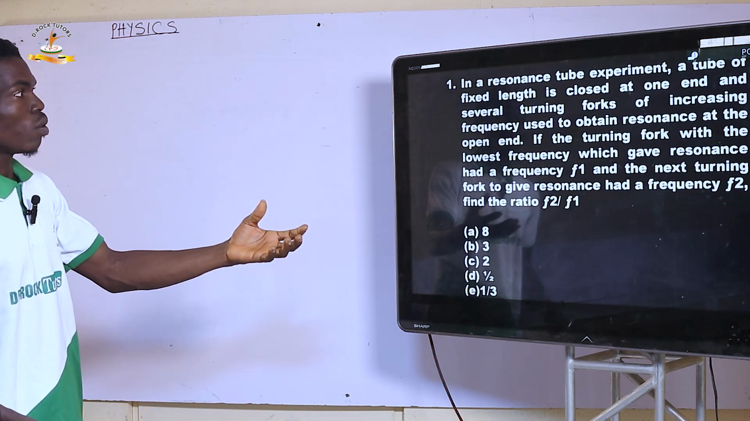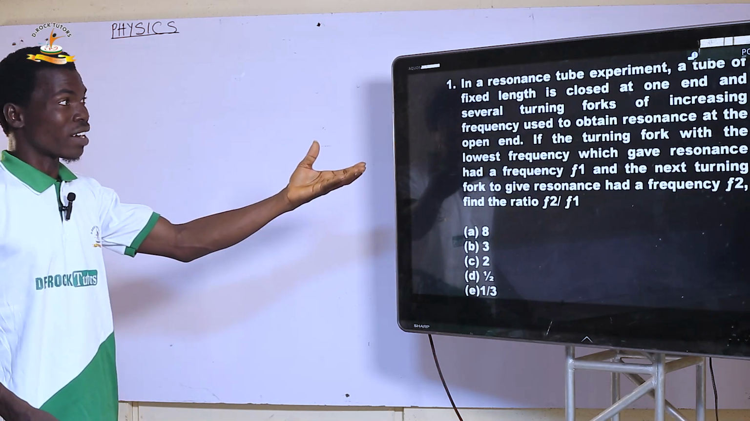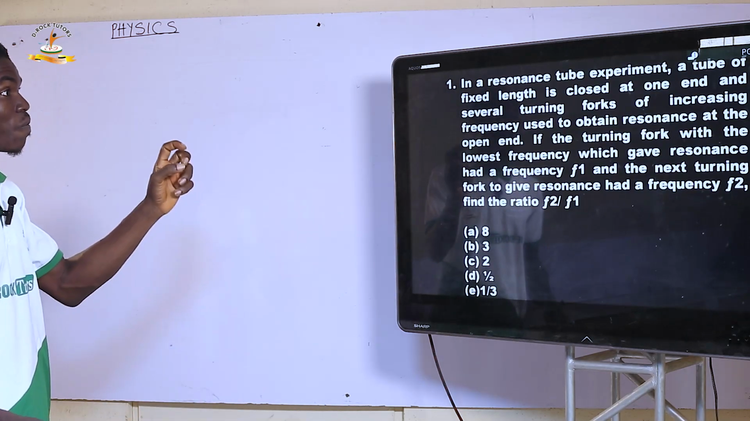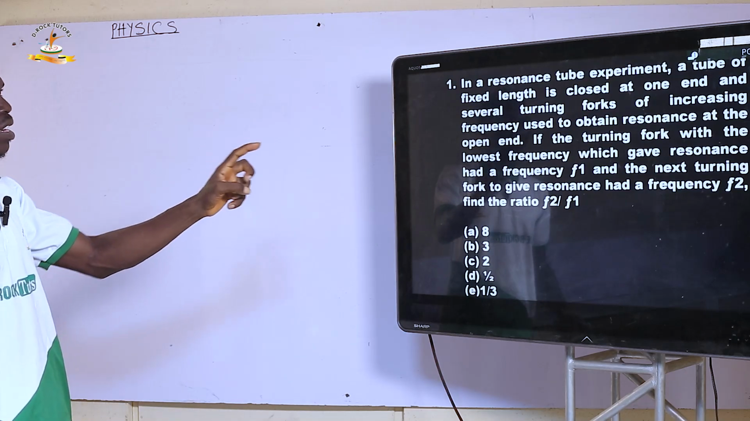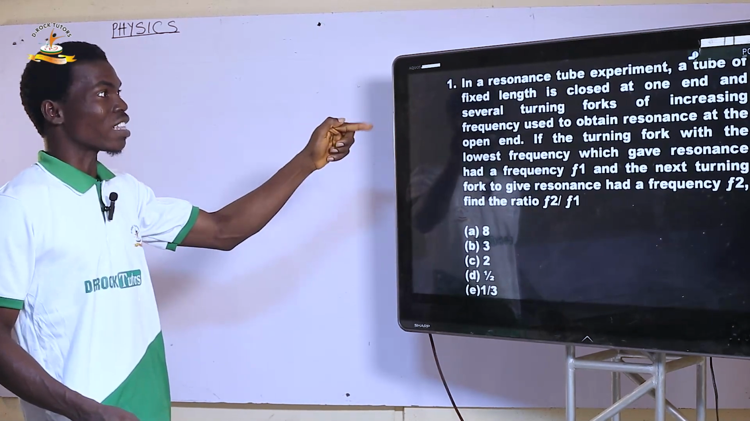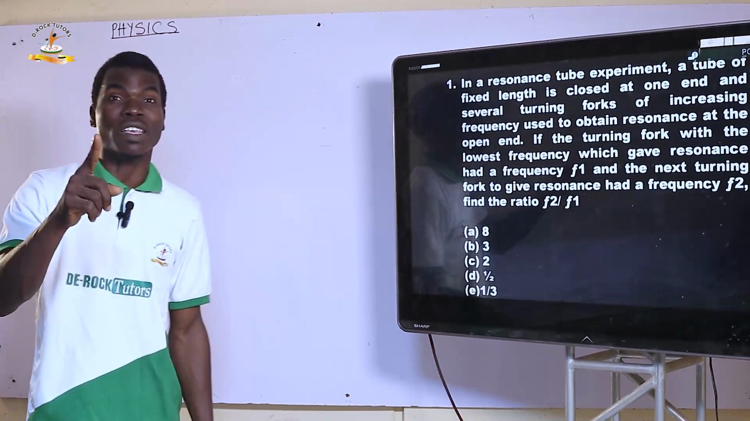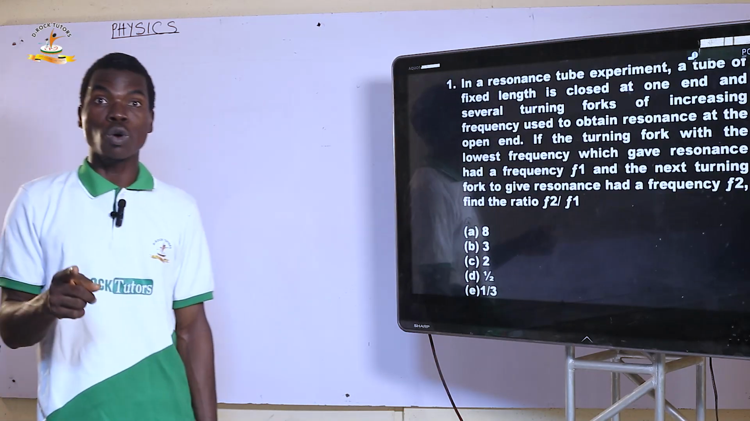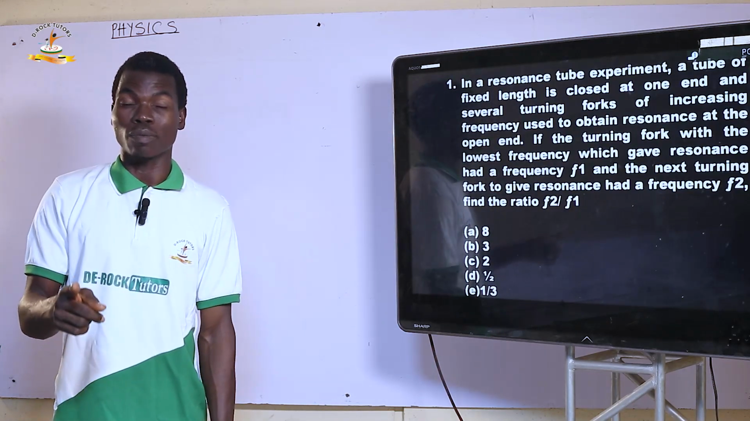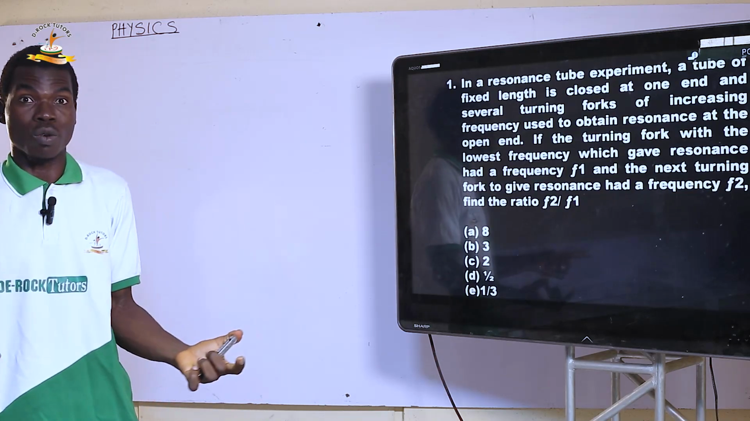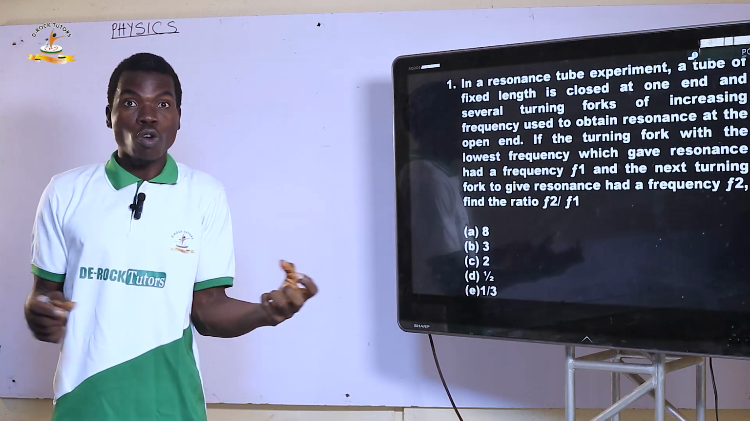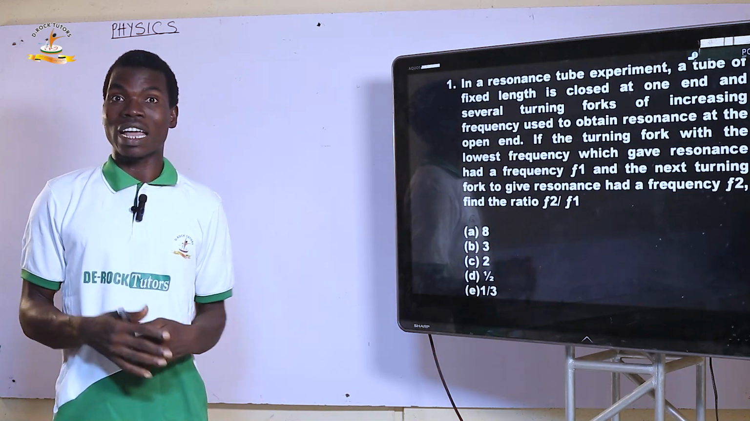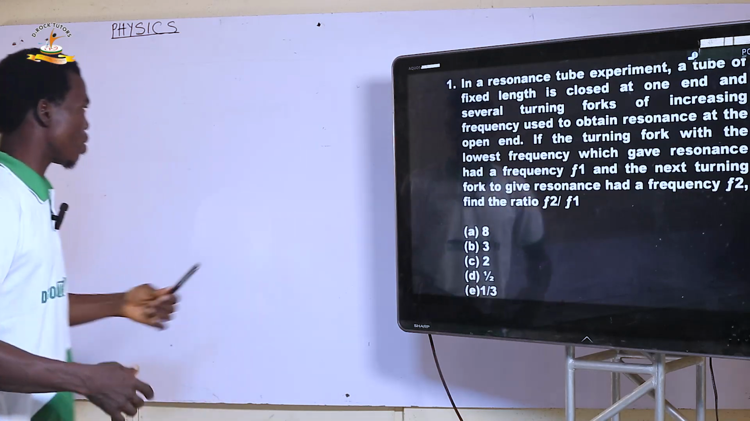There is a length here. It is fixed. A tube is of fixed length, and it's closed at one end. If it is closed at one end, we call it a closed tube, or a closed pipe. If it is open at both ends, we just call it an open pipe. So let's see how it goes.